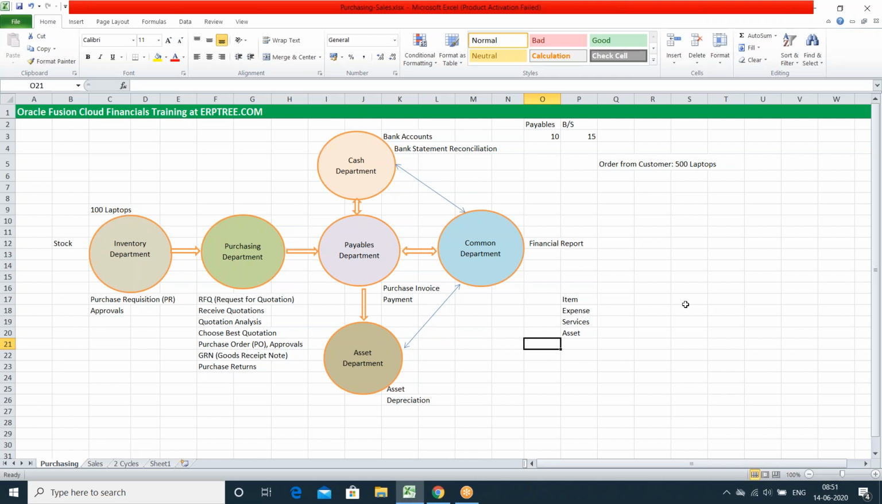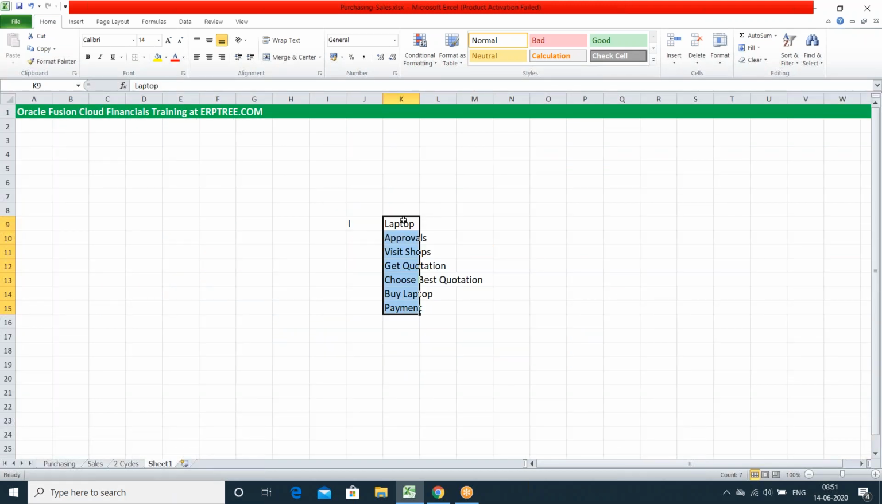And the payables department should share payment information with the cash department so that they can do the bank statement reconciliation. Along with that, the cash department's responsibility is maintaining the bank accounts owned by the company. Finally, all these departments can share the data with the common department so that the common department will be in a position to prepare the financial report, which will represent multiple department related business activities. So this is a standard process organizations follow if they want to buy something. In the case of an individual, all the activities would be done by the same person.